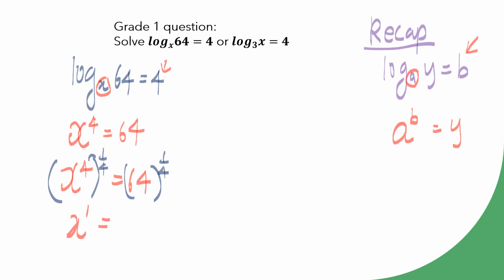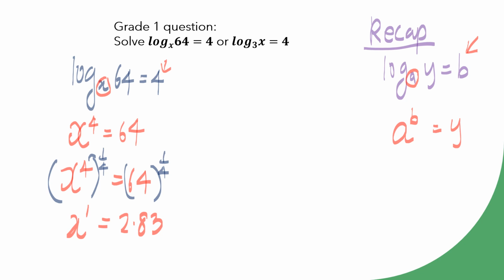And 64 to the power of 1/4, what would that be? You can easily use the calculator. 64 to the power 1/4. So that will give you 2.83.